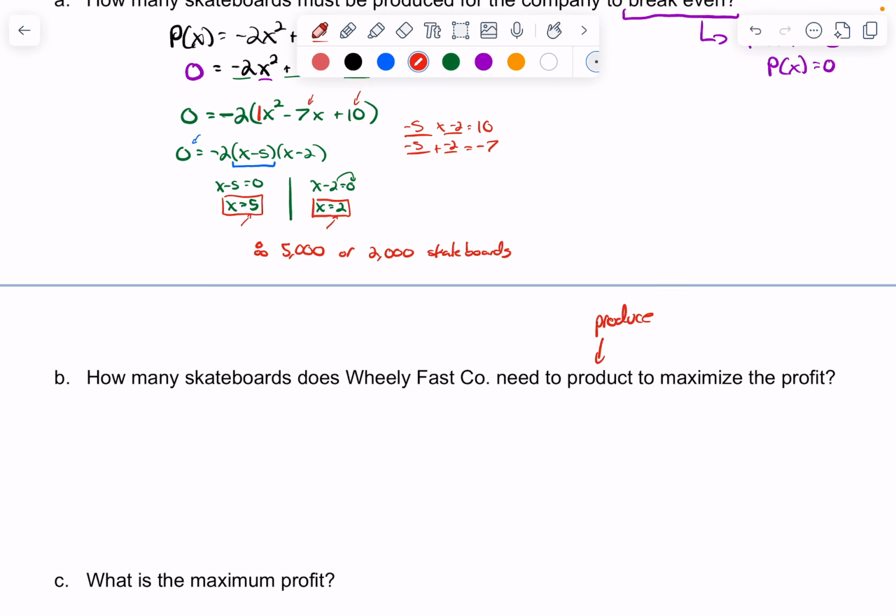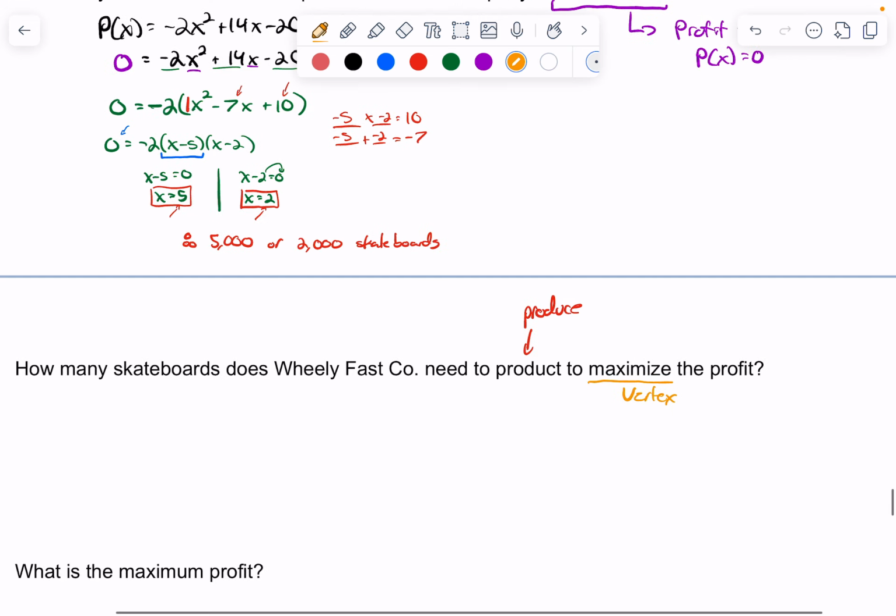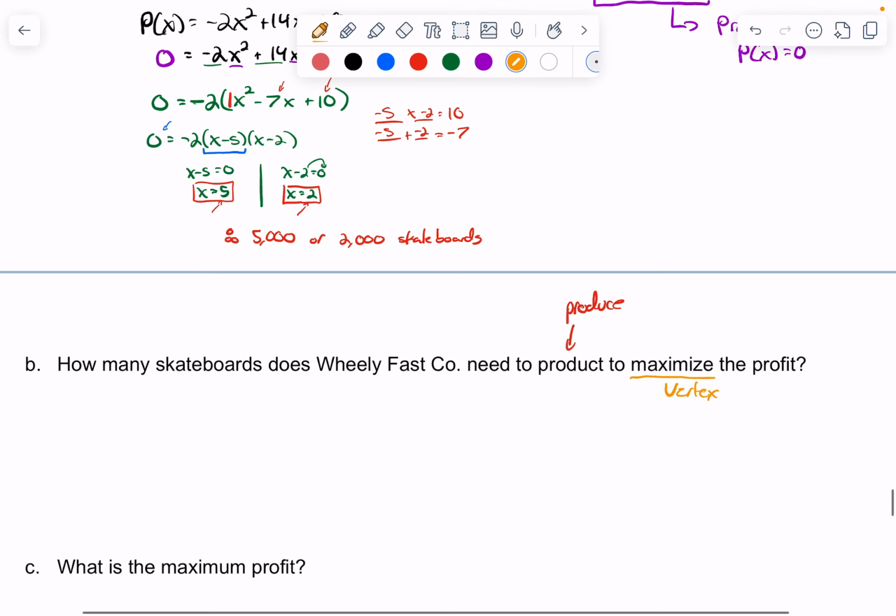Well, when you see this word maximum or minimum, when you're in the quadratic unit, your brain needs to think vertex. And we want to know how many skateboards to find the vertex. Well, essentially, we're trying to find the h value of our vertex. Okay? So we're looking for this right here. Well, how do we get h?